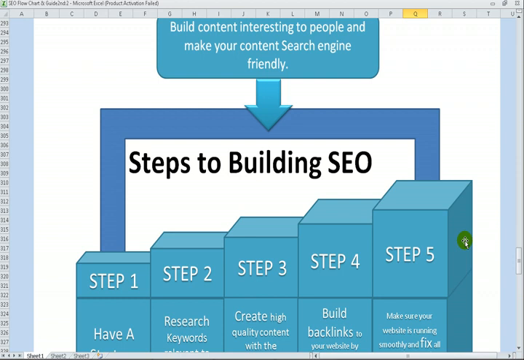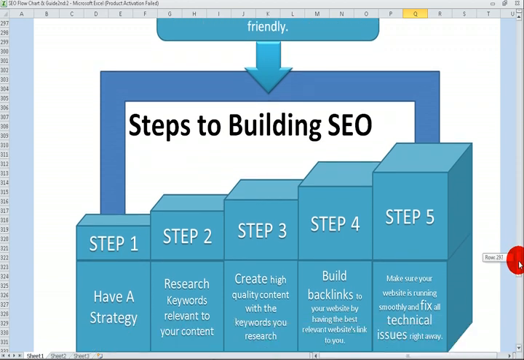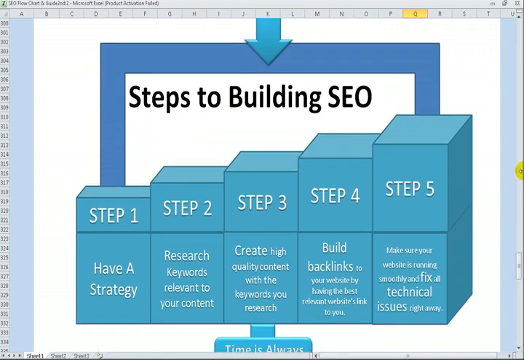So what steps would you need to take to build your SEO? Well, let's see. Steps to building SEO. Step 1. Have a strategy. Step 2. Research keywords relevant to your content. I've already added on my website the information on how to research keywords. So please go through that and understand how to research keywords. And now step 3. Create high quality content with the keywords you researched.